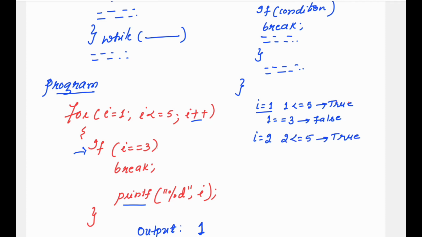If it is true, the next if condition is tested here. 2 equal to 3? No, it is not equal to 3. So simply print the value of i. Now the value of i is 2, and it will get printed.